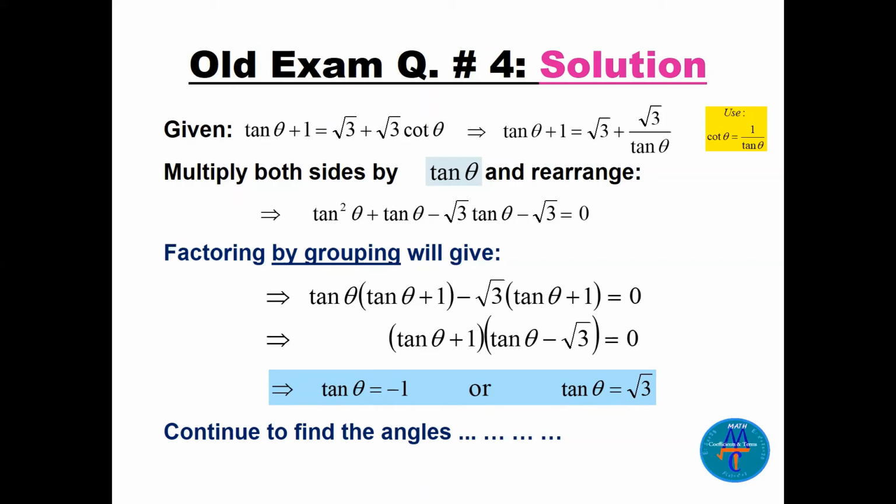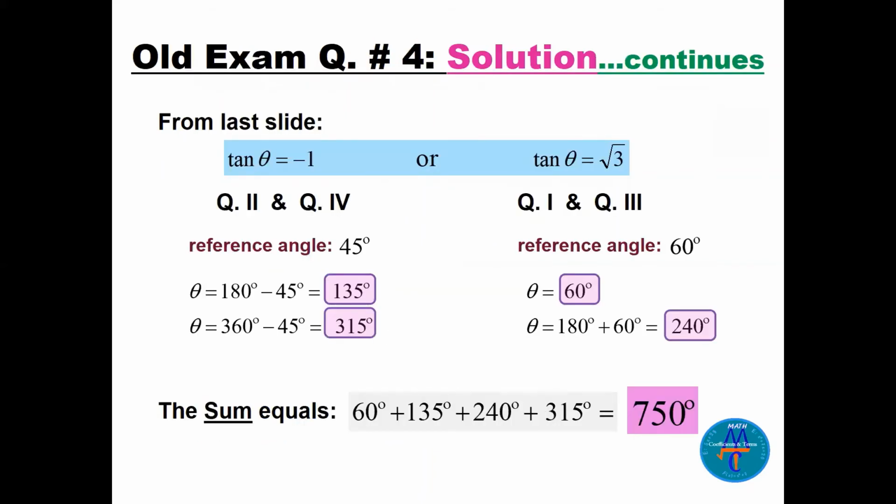Let's find the angles on the next slide. So tan of theta is equal to -1.